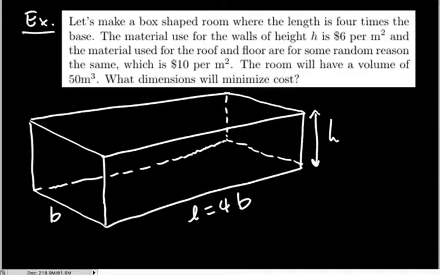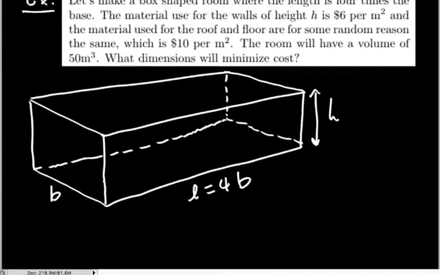Alright, so we know a few things. The first thing is that the material for the walls is $6 per meter squared. And the material used for the roof and floor are the same, because let's make the problem easier. And it's going to be $10 per square meter. So the room's going to have a volume of 50 meters cubed. What dimensions will minimize the cost? So this is a cost optimization problem.